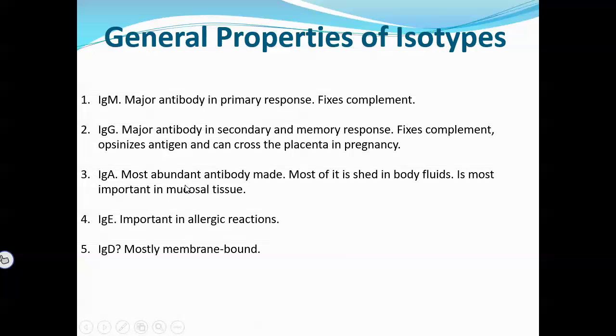IgA, as I said, is mostly in secretions and particularly in mother's milk. So the significance of this is that newly born babies are protected because when they get breastfed, they're getting IgA from the mother, and that's giving it a certain level of protection. Is there IgA on the skin? Yes, it's just shed, but it's in sweat.